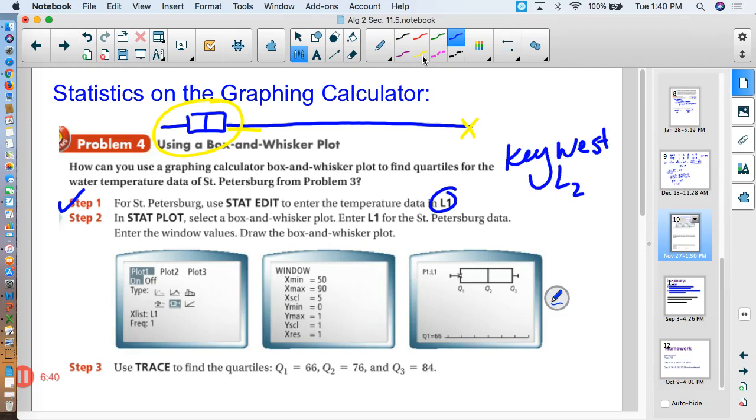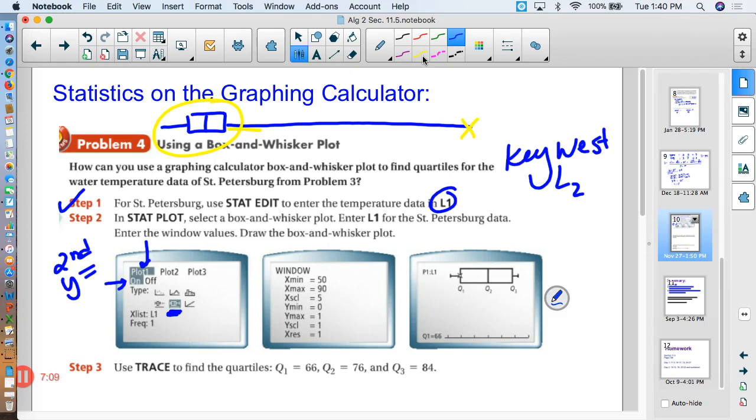Okay. Now we're going to go to our stat plot. Stat plot is your second y equals p. So see your y equals p in the top corner. Do second y equals. We want to select plot 1. Make sure that it is turned on. And then we need to select this picture.